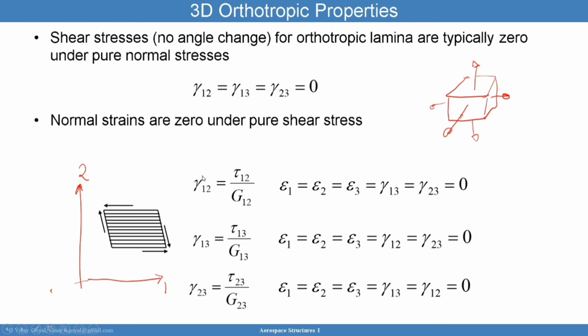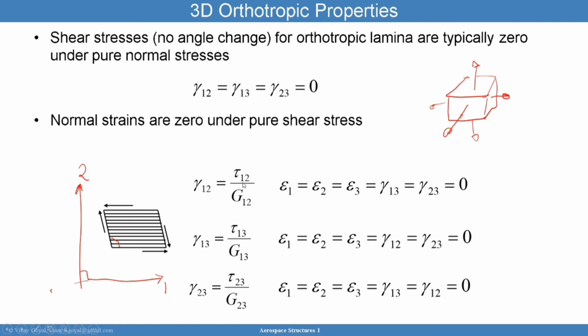This angle change, which is gamma 12, measures the angle change from this to that. That angle change is tau 12 divided by G12, and you can measure it because tau 12 is a loading condition that can be applied, and you can measure the shear strain. If you can measure the shear strain and you know how much loading you applied, you can calculate the shear modulus. This G is called the shear modulus, G12.